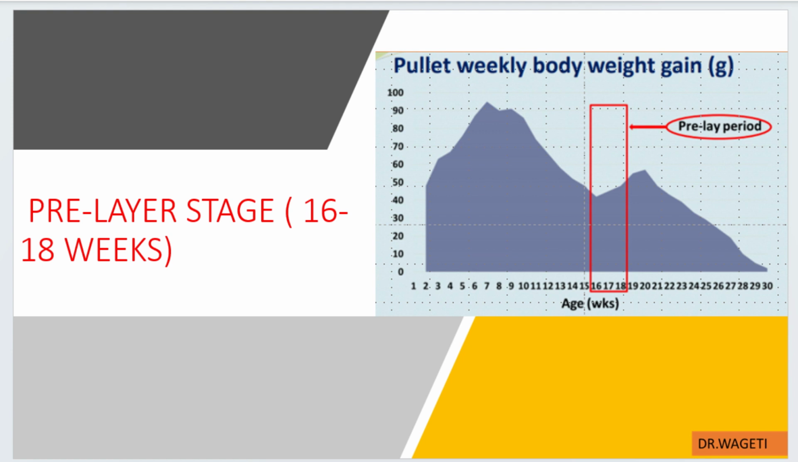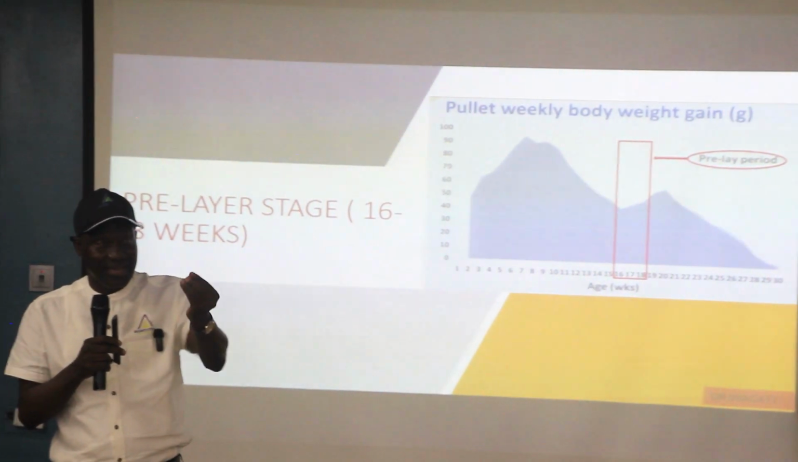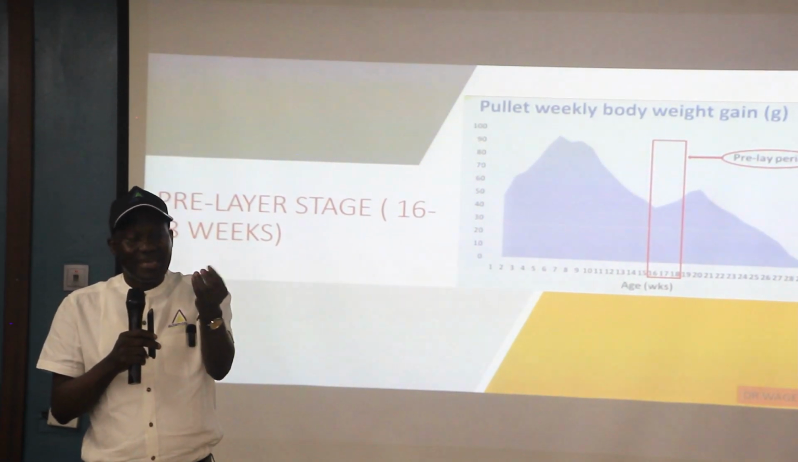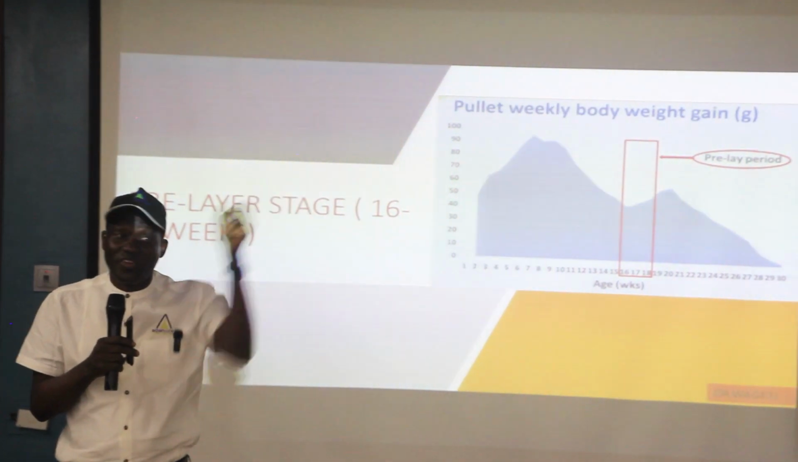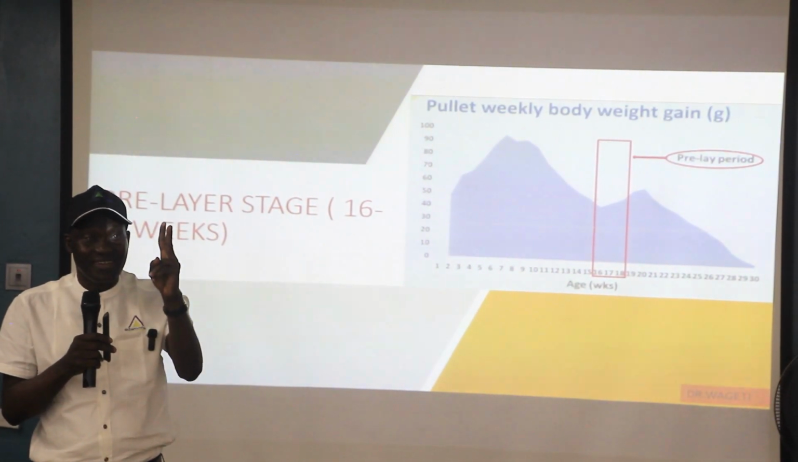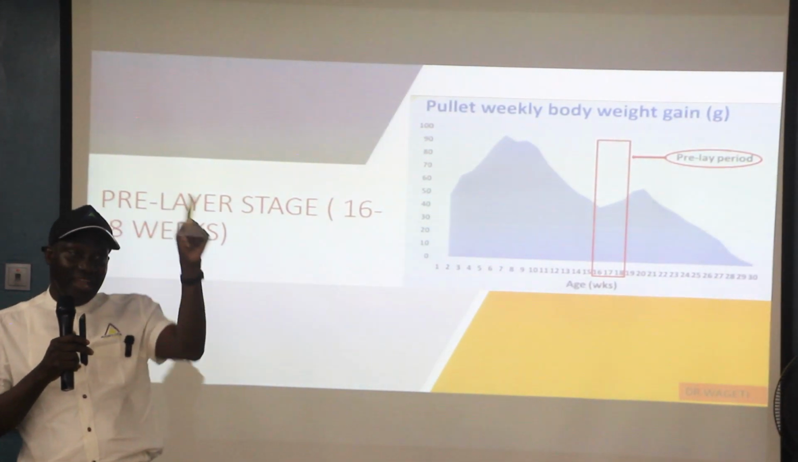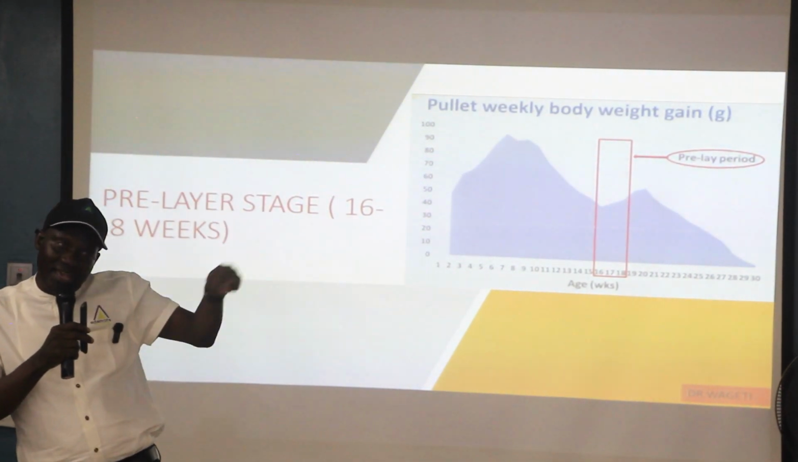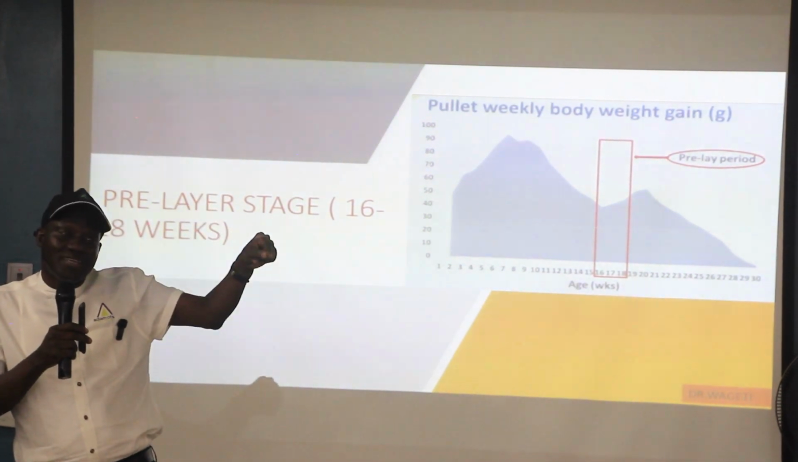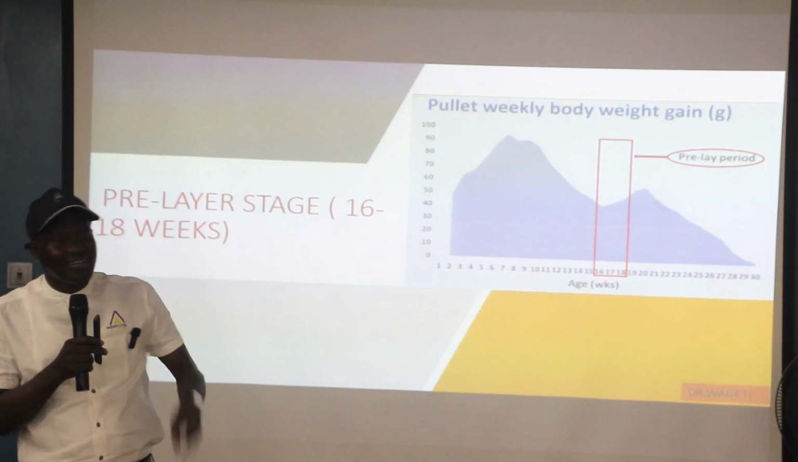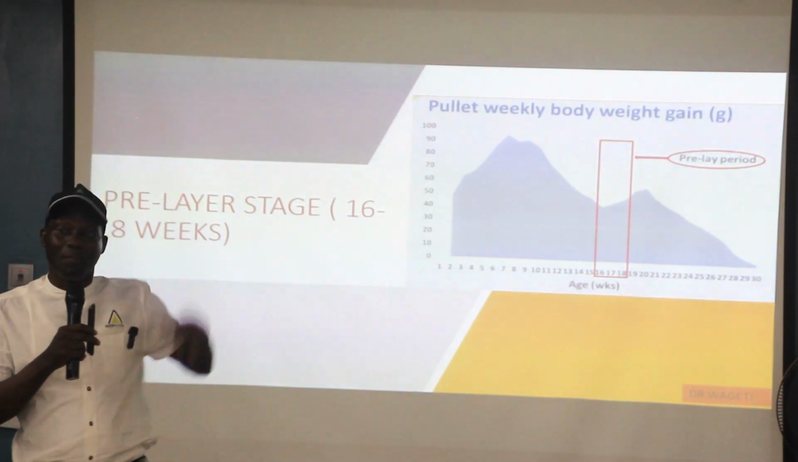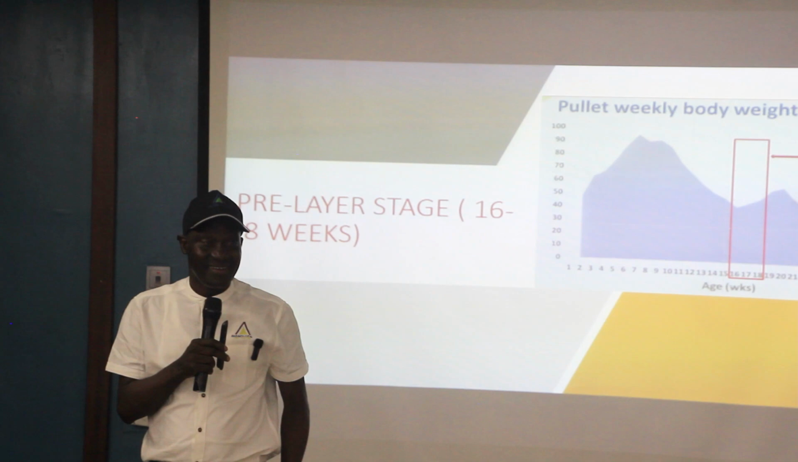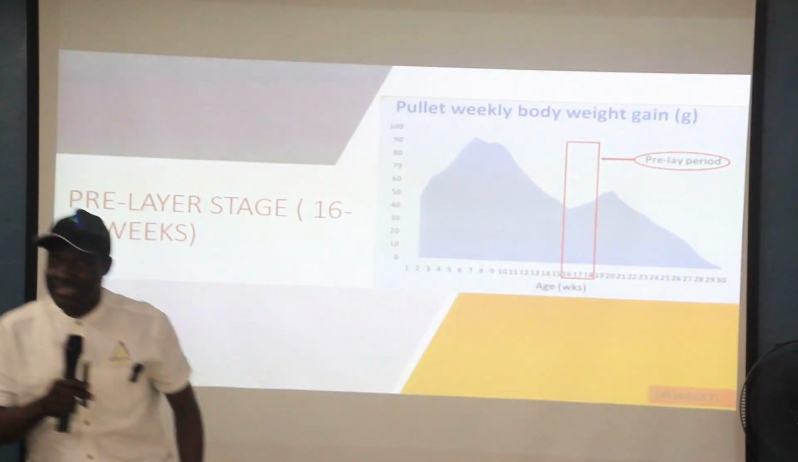What I want us to understand is that the calcium in this egg is not coming from the feed only. It's coming from two sources. The shell that forms the egg is not only coming from the feed, it also comes from the bone. Feed is giving 70%, metabolic bone is giving 30%.